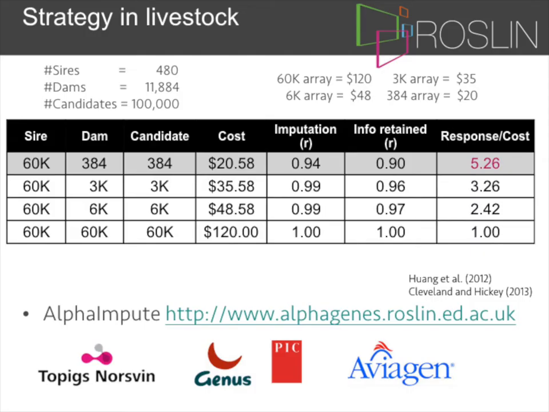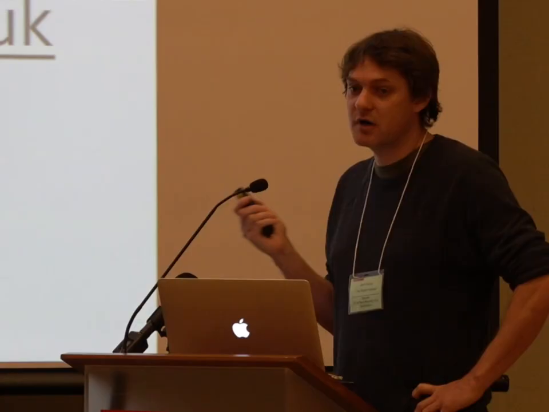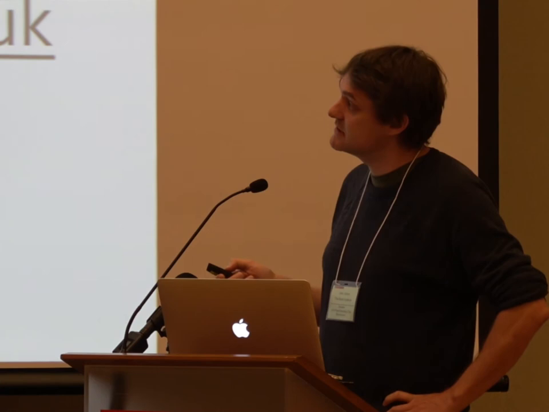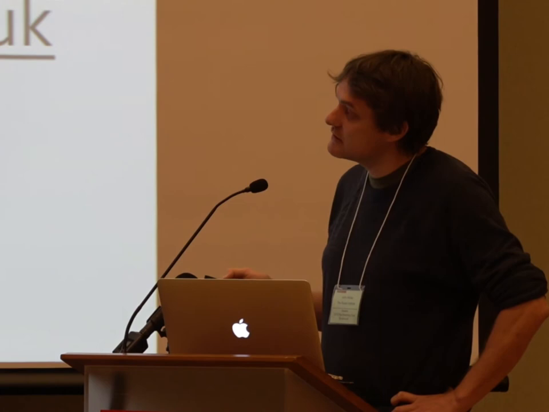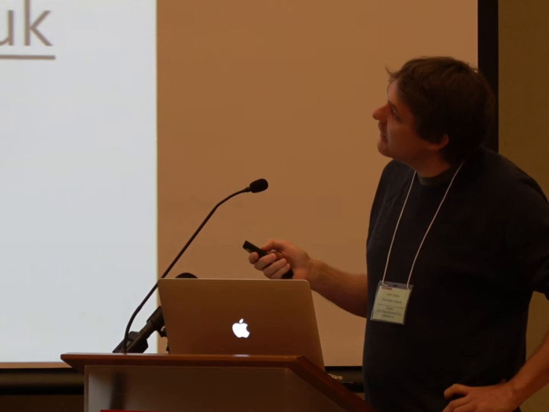And at the time, these were the costs of genotyping. So a simple strategy was to say, okay, sires have lots of progeny, let's just genotype all the sires at 60K. And we can offset the cost of doing that by dividing the cost of genotyping the sire by the number of progeny. That turns out it's 58 cents per progeny to have the sire genotyped at 60K. Then the females themselves, they can be genotyped at anything between 384 and 60K, and the candidates equally. And you can put all of the combinations of those scenarios in. Each of these different things produces different costs.